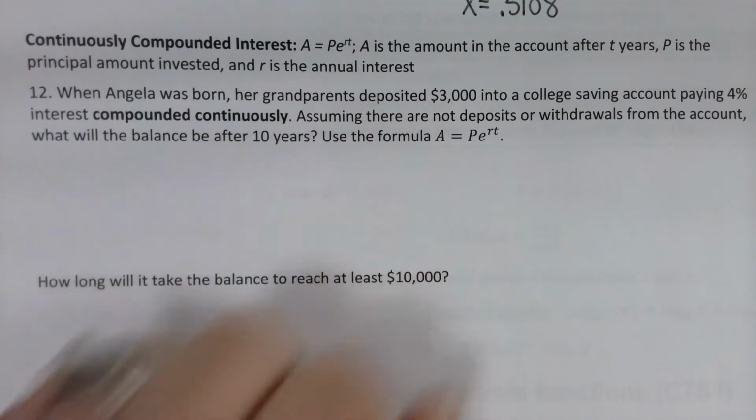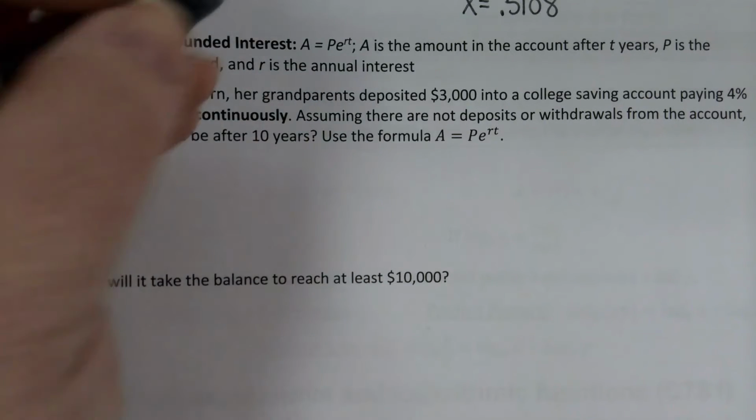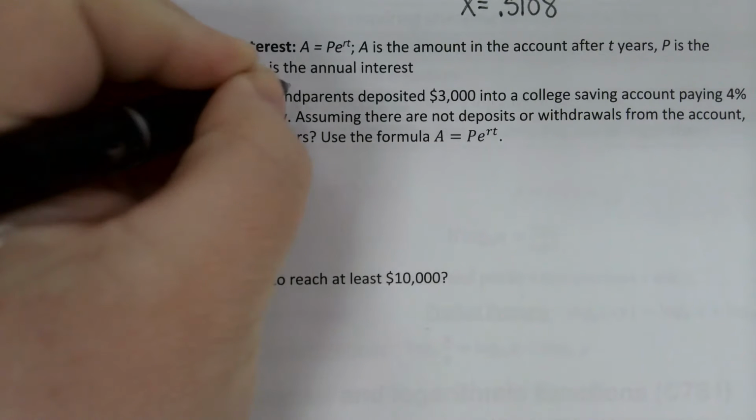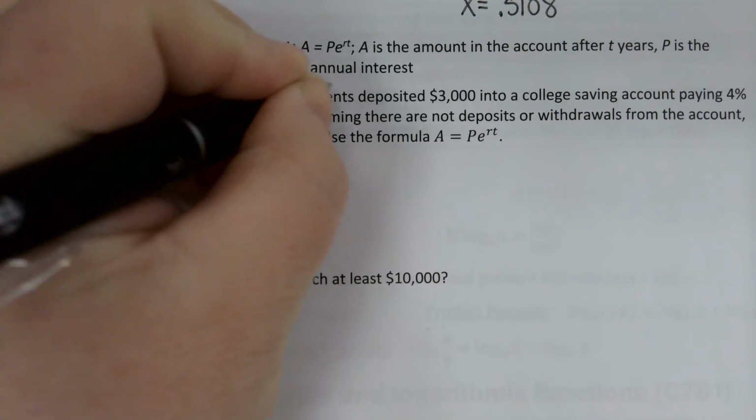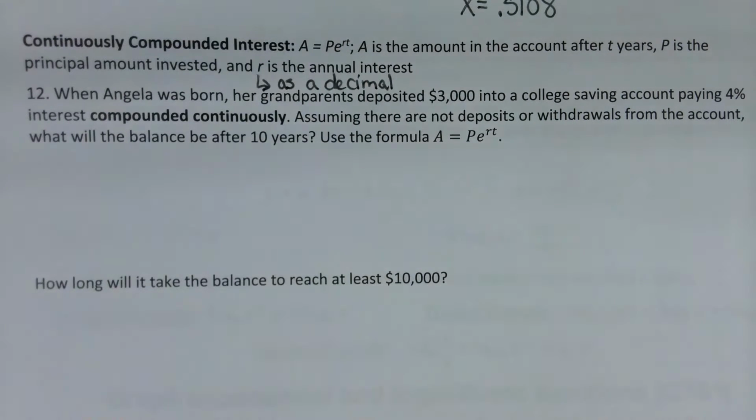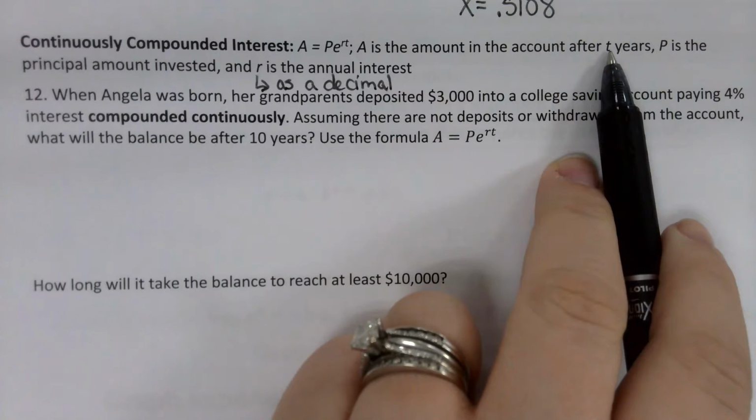Rate is always given in decimal form. So r is always a decimal. That means if it's given to you as a percent, you need to move it 2 places to the left. And t is always given to us in time in years.